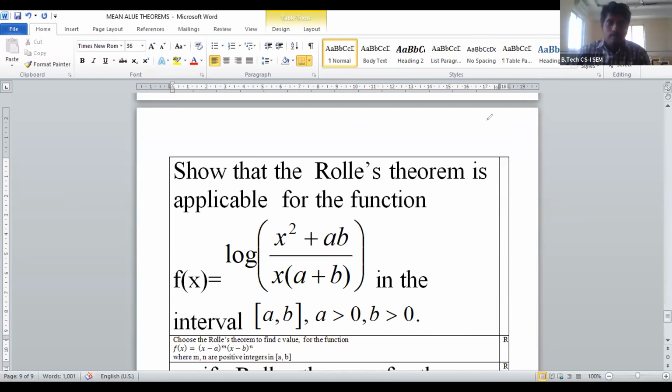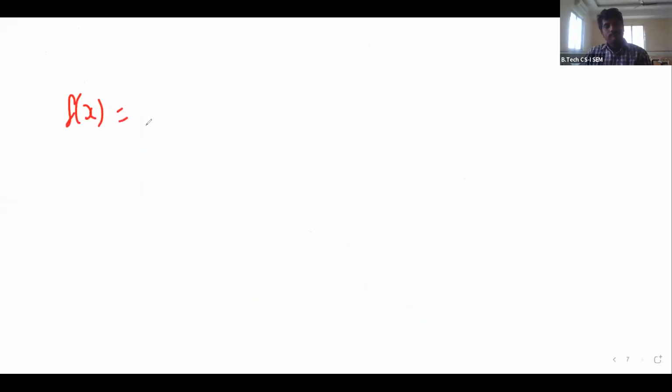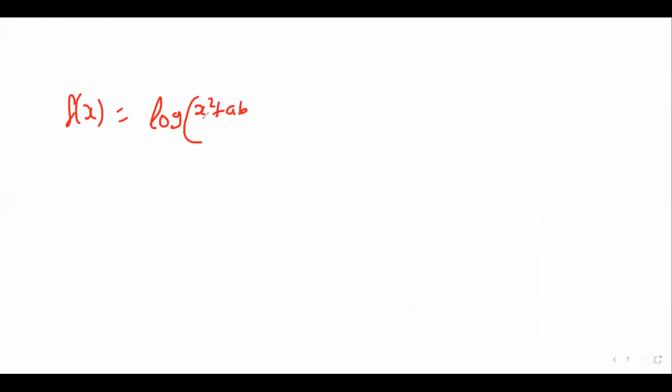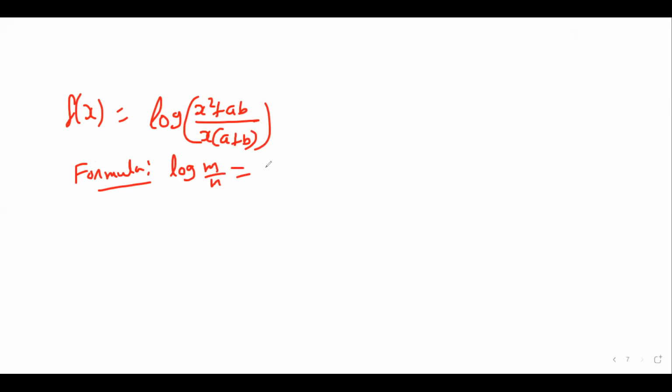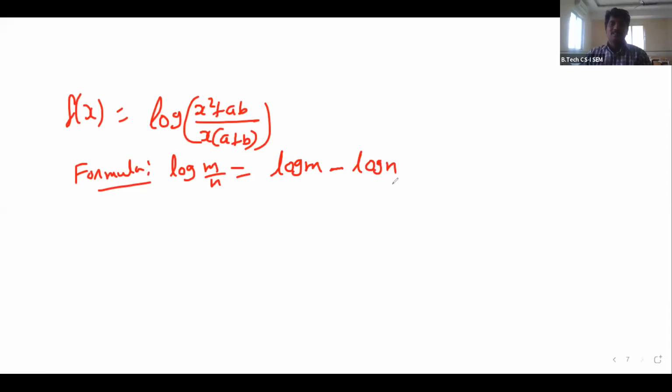What is f of x? Log of (x square plus ab) by x into (a plus b). Now, the formula: log m by n. Who will tell? Log m by n is 1 by n into derivative of m? What is this? I am not asking that. Log m by n is log m minus log n. Do you understand? Log m minus log n.